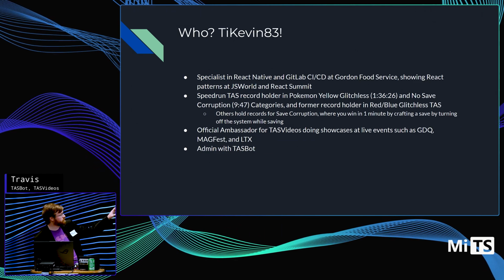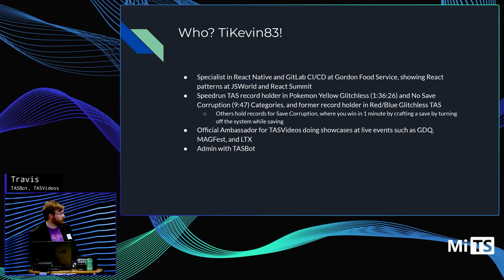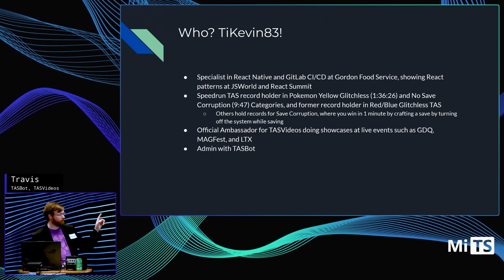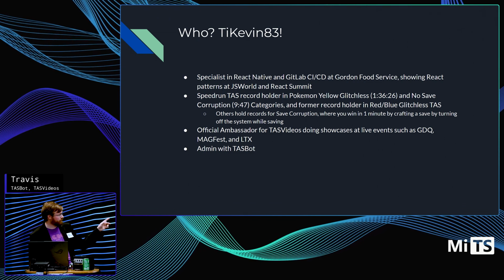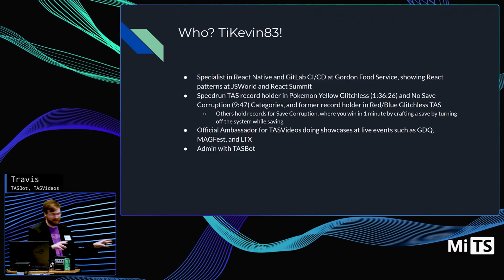I'm a specialist in React Native and GitLab CI/CD at Gordon Food Service. I've shown some React patterns at JS World, and just this afternoon at 12:30 there was a talk of mine at React Summit earlier today. I've done some speedruns myself. I have a TAS record in Yellow glitchless. Glitchless in Pokemon Yellow still has a lot of glitches, right? Those old games weren't written in C, they weren't written in a memory safe language, so they have tons of memory corruption glitches. So we just have an arbitrary cutoff point called glitchless, which makes you play through most of the story and even still break some of the story.